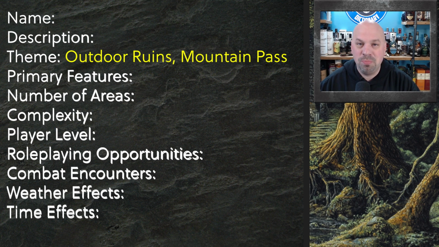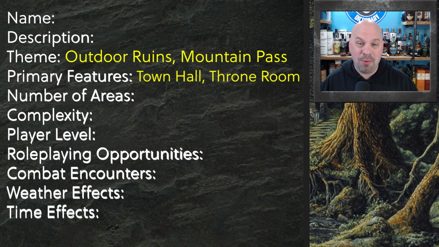Primary features. This would be things like if you have something in particular that you really want there. So let's say, I don't know, I'm just making this up. Let's just keep using this elven forest ruin, okay? So maybe there's a main building that used to be a town hall of sorts, or a throne room. Maybe I want that to be my main point of interest. Okay, so primary feature.